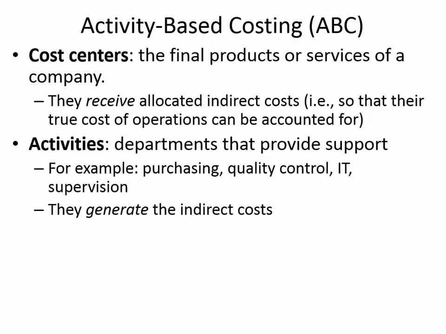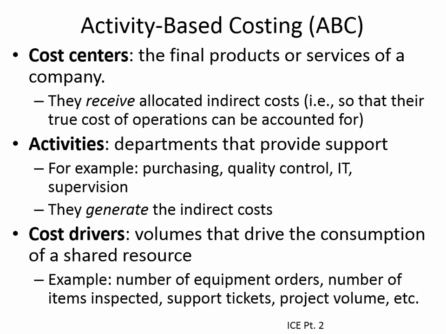So the activities are the backup and support elements of the company that are using the money that is being allocated to these cost centers. So the quality control inspector, that person has to earn a salary, and the money for that salary is going to come from these cost centers. IT department, supervising. These are generating the indirect cost because they're the ones providing the services. That's how they generate the indirect cost, by the services that they provide to the cost centers.